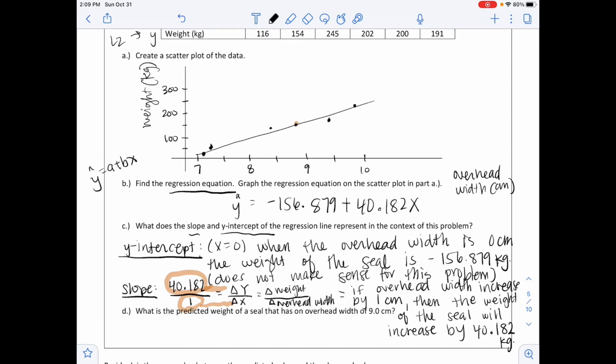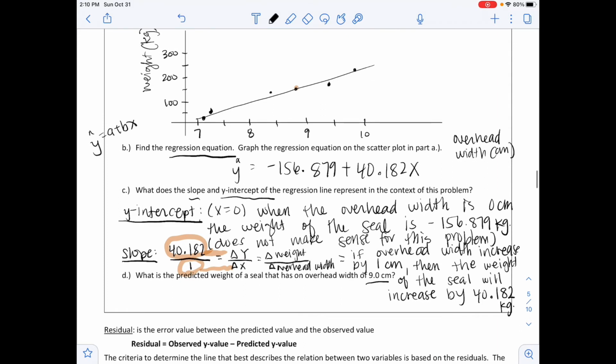Part D says, what is the predicted weight of a seal that has an overhead width of 9 centimeters? So in order to do this, we need to use our regression equation that we have, that line, and so we have negative 156.879 plus 40.182, and we're going to go ahead and substitute in 9 for x, and the reason why is because x is in centimeters, that's the overhead width. You get 204.76, and this is going to have the units of kilograms.